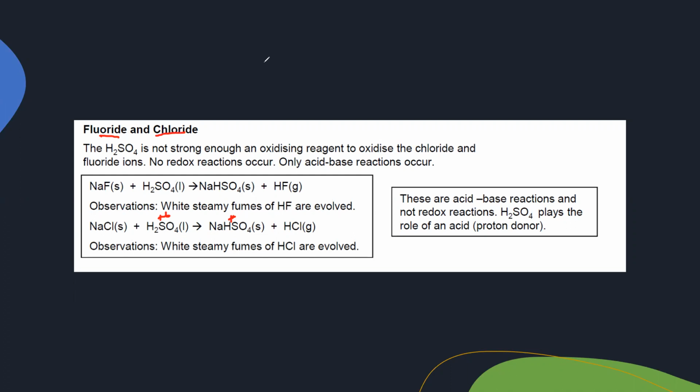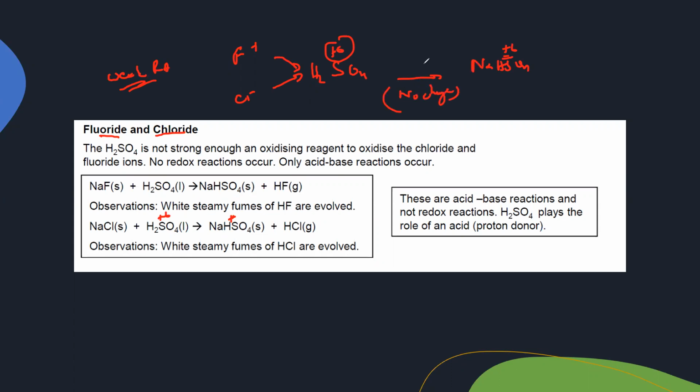It is just an acid-base reaction because fluoride ion or chloride ion are not able to convert the sulfur present in sulfuric acid from +6 to any lower oxidation number, because they are weak reducing agents. So there is no change in oxidation number for sulfur. H2SO4 turns into NaHSO4, so the sulfur oxidation number remains +6. That's why we say they are not good reducing agents. So what will the observation be? The observation will be misty fumes because of the formation of hydrogen fluoride or hydrogen chloride.